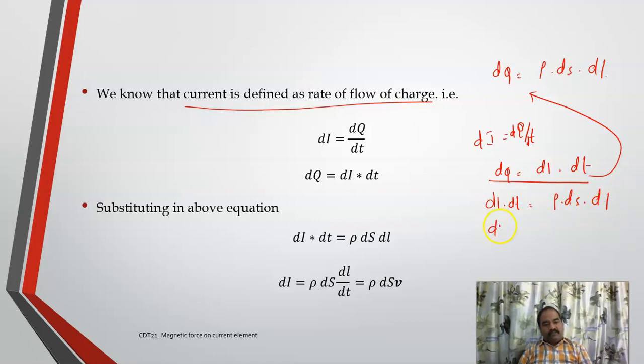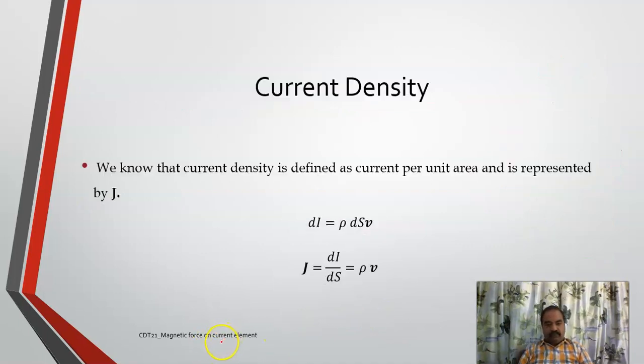If I want only di, what I'll get is rho into ds into dl by dt. You know this one. What is this? This is velocity, right? So my expression is di is equal to rho into ds into v, which is velocity. Now I am defining current density. What is the expression which I have got? di is equal to rho into ds into velocity, right?